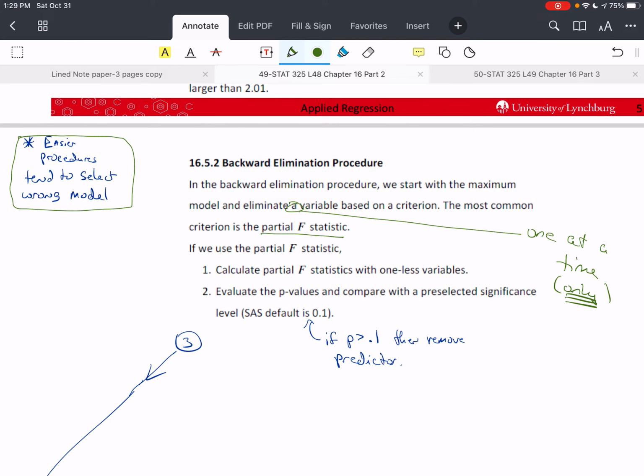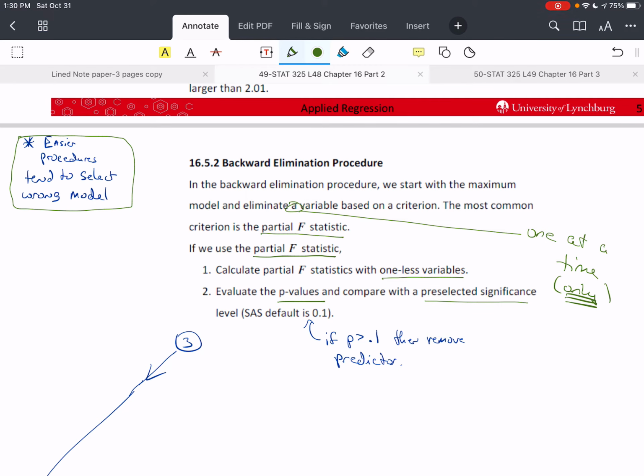So I think things are changing in this field. If we use the partial F statistic, and that's fine, we could substitute the p-value for it, and that seems to be one of the most common methods, as you will see, for doing this. Okay, so we calculate the partial F statistics with one less variable, right? So leaving out one variable against the full model. And we evaluate the p-values and compare those with the pre-selected significance level.